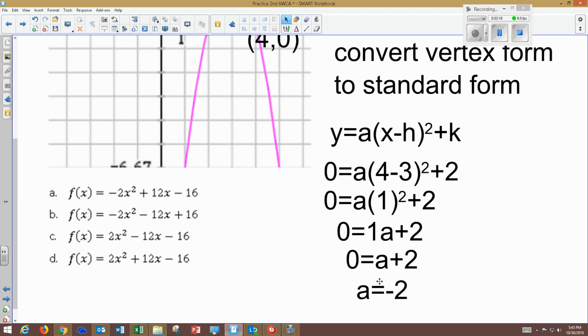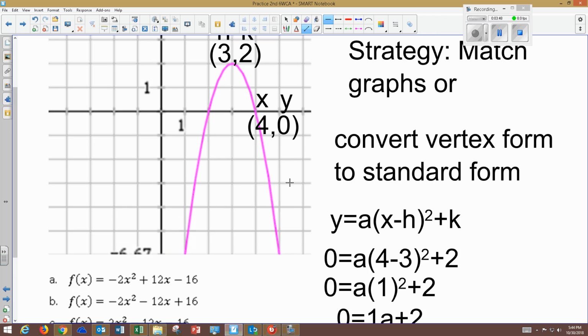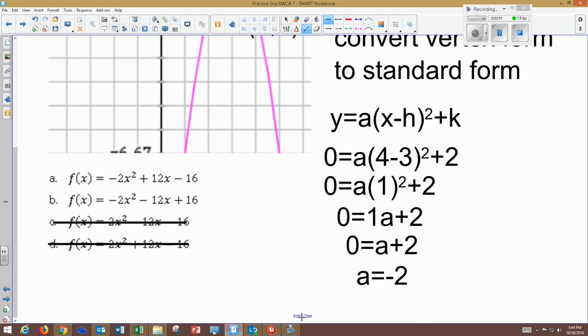Okay? So, since a is negative 2, we can eliminate choices C and D that have a values of 2. So the answer is going to be out of A or B. So I'm just going to eliminate this one and that one because a is positive 2 there. A has to be negative 2. So the only thing we need to do now is write our vertex form and convert it to standard form.